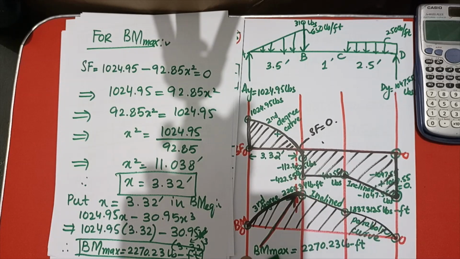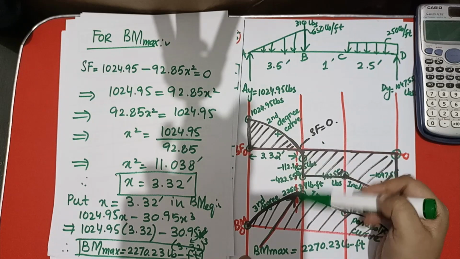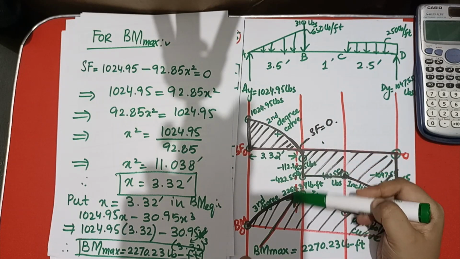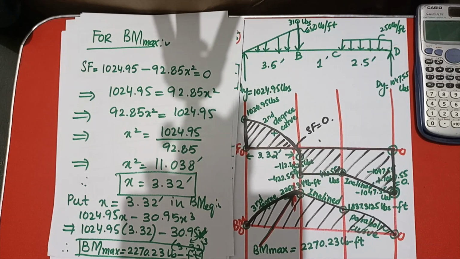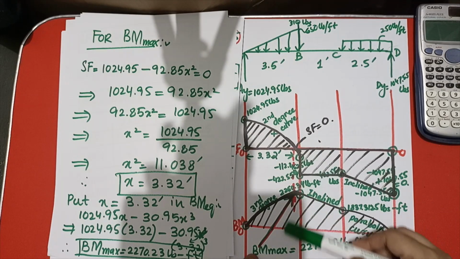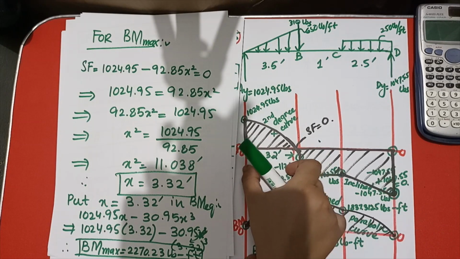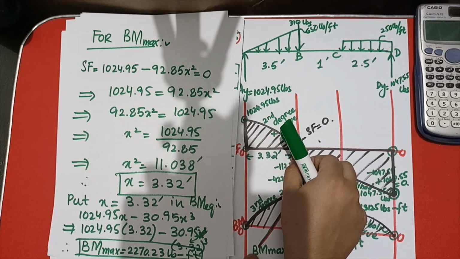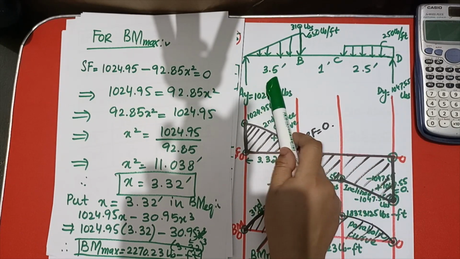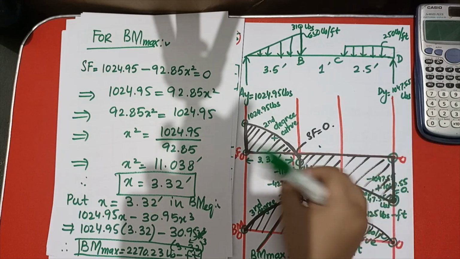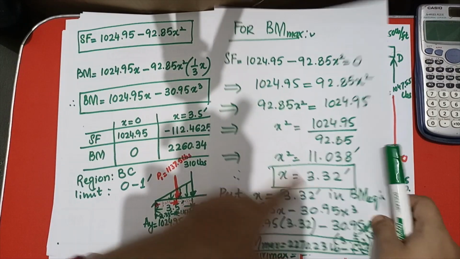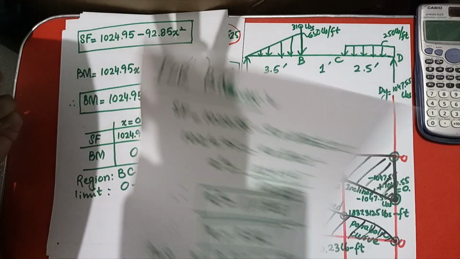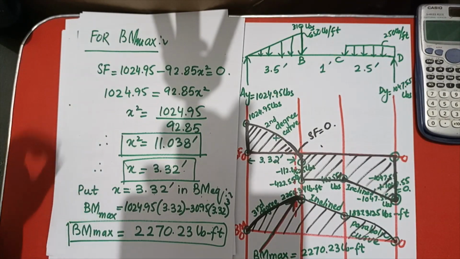So I have marked it here, bending moment maximum 2270.23 pound feet, and it is lying where the shear force equals 0. So this will be the line, and it should be raised from this point, because this point is 2260.34 pound feet. And you must know that wherever you are getting your bending moment maximum, this distance will be 3.32 feet, and this distance obviously will come out to be less, because 3.5 minus 3.32 feet, so you will get this amount. There is no need of that amount, you will get it from the x value, that is 3.32 feet.